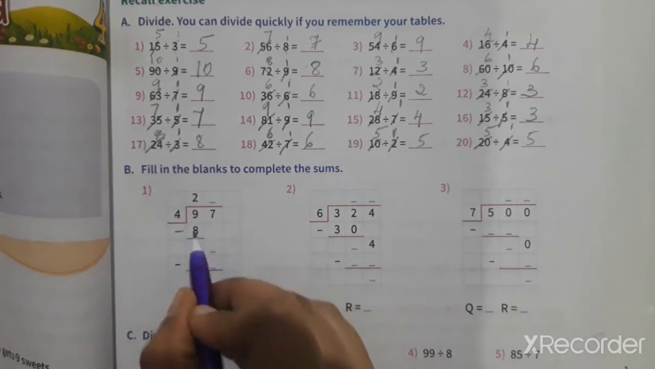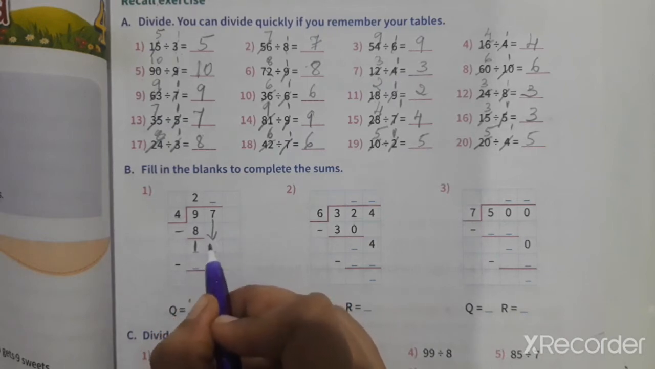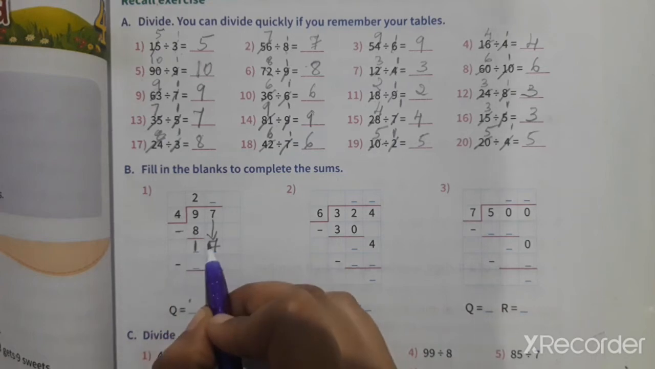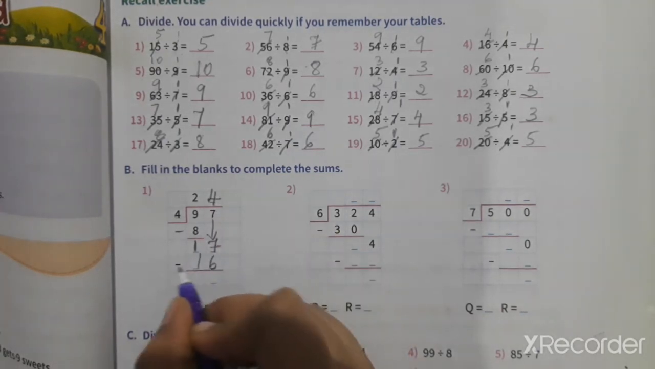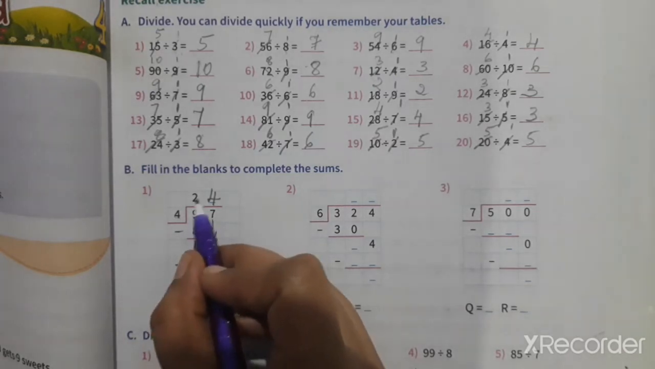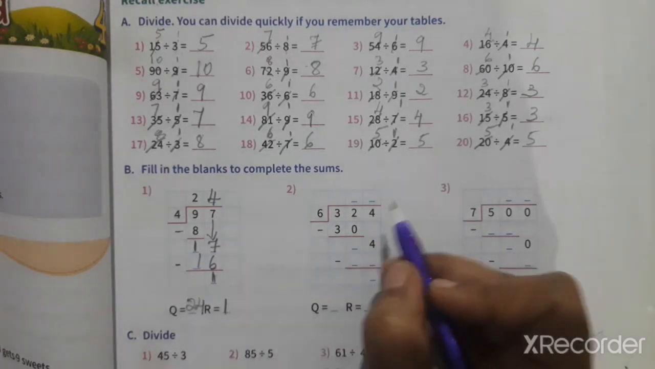So 9 minus 8, after subtracting, 1. Then bring this 7 down. Only 1 number we have to bring down. 17. 4 how much are nearer to 17? 4 fours are 16. 17 minus 16 means remainder is 1. So quotient is 24. Remainder is 1.